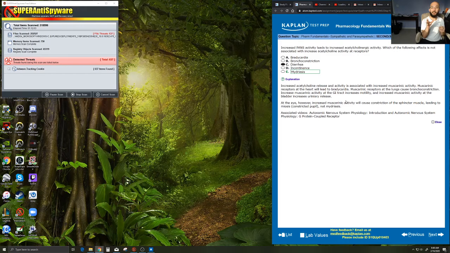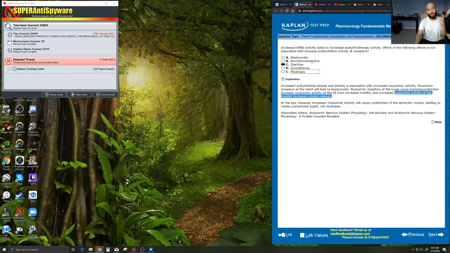Then we have D, incontinence. Well, if you were running from a bear, you probably don't want to be urinating at the same time. So the sympathetic nervous system is actually going to keep you from urinating, whereas the rest and digest parasympathetic nervous system is going to increase the activity of those muscarinic acetylcholine receptors at the bladder and increase urine release. But again, that makes sense in the context of rest and digest. That makes a whole lot of sense why the parasympathetic nervous system is going to have that effect.